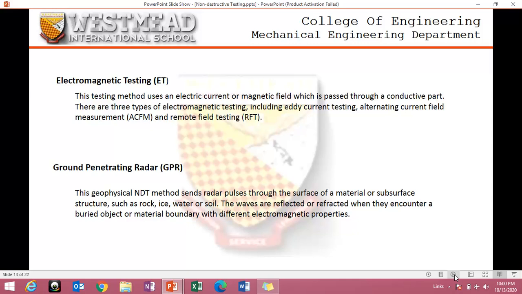Ground penetrating radar or GPR. This geophysical non-destructive testing method sends radar pulses through the surface of a material or subsurface structure, such as rock, ice, water, or soil. The waves are reflected or refracted when they encounter a buried object or material boundary with different electromagnetic properties.